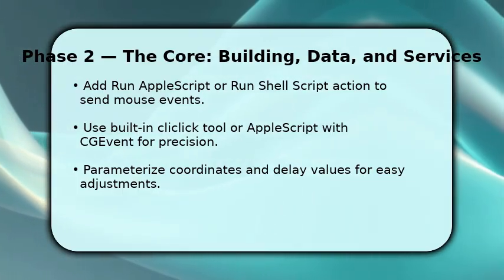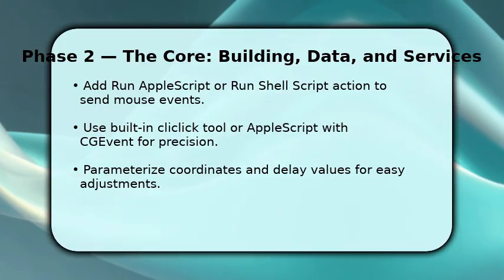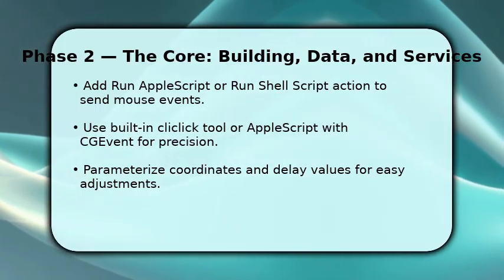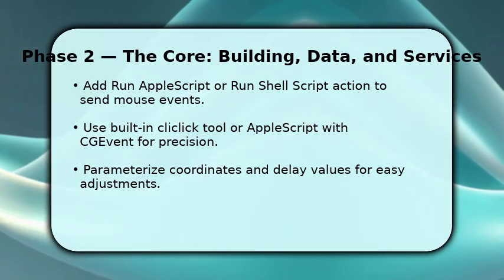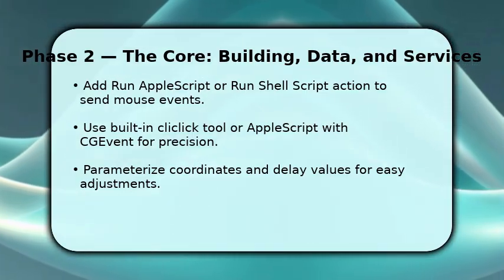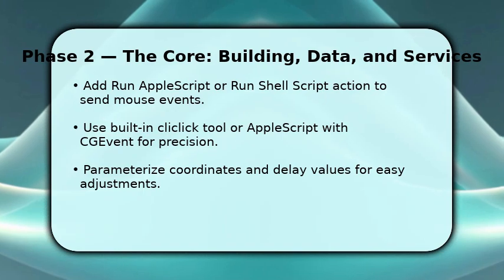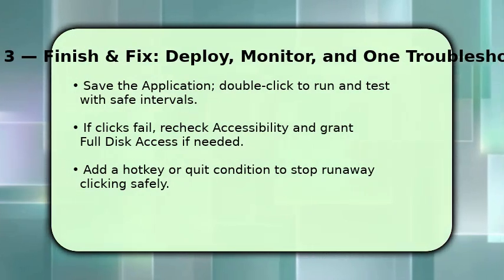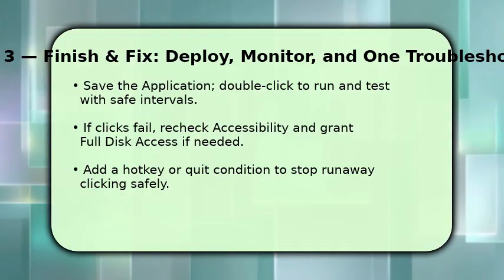Once the code is in place, expose variables for X, Y, delay, and repeat count, and test with low-frequency intervals. Make sure to include a short initial delay so you can position the cursor before it begins. Finish by saving the Automator application and run it from Finder to verify behavior.